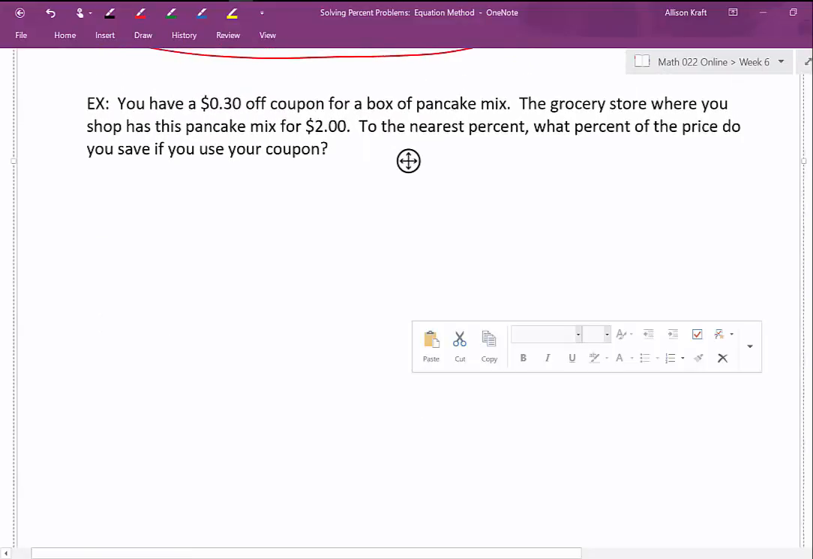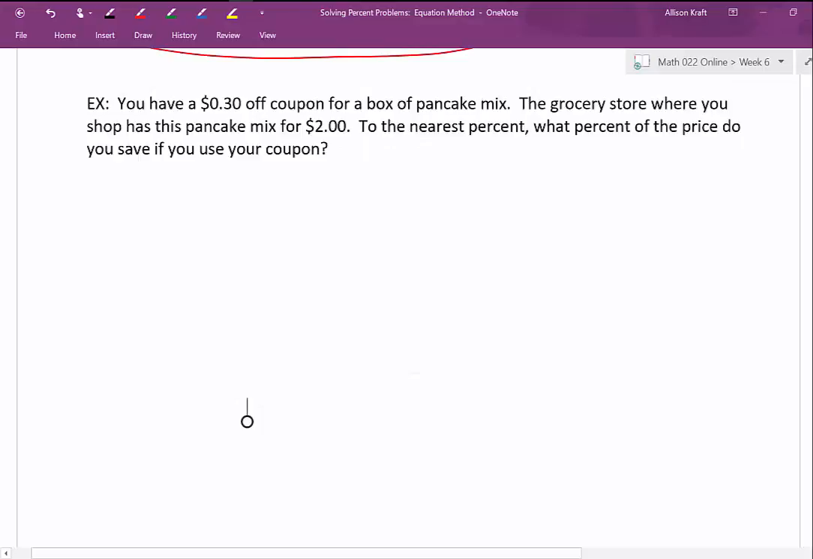The next application says you have a 30-cent off coupon for a box of pancake mix. The grocery store where you shop has this pancake mix for $2. To the nearest percent, what percent of the price do you save if you use your coupon? So what they're asking us is 30 cents is what percent of $2?